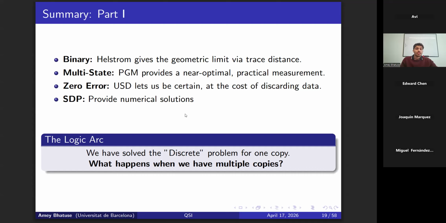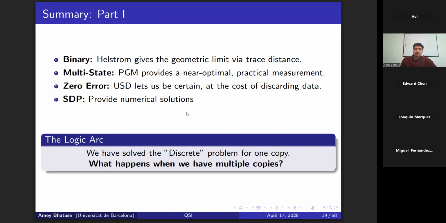Then we checked the case where we cannot afford to be wrong, which is unambiguous state discrimination, but it at least lets us be certain that the outcome that we have is correct. And then we also checked some numerical tools which we can use in case we don't have any analytical answers. So we have seen the discrete problem for one copy.